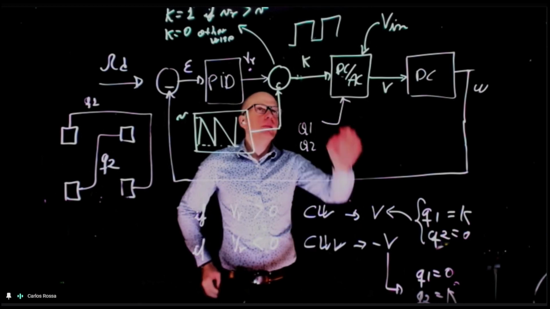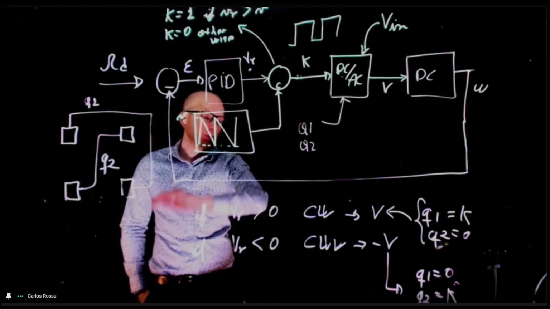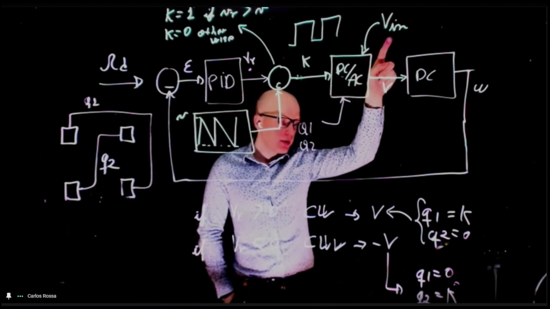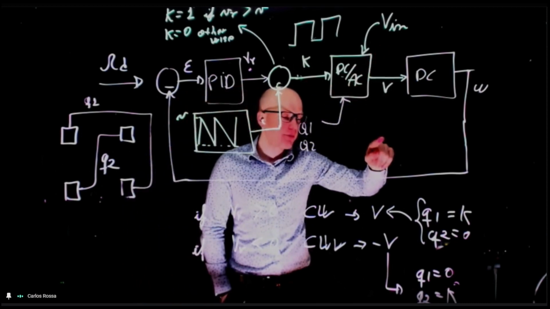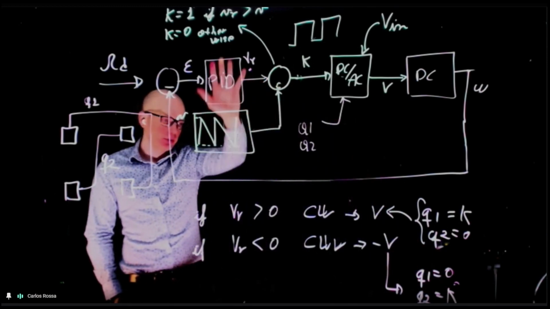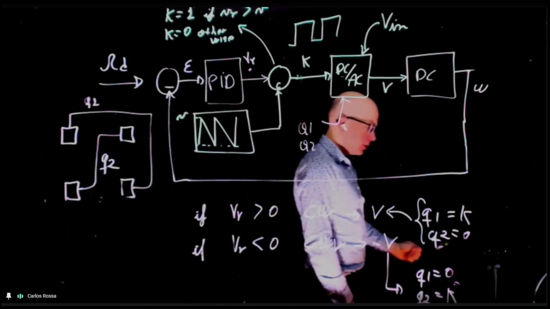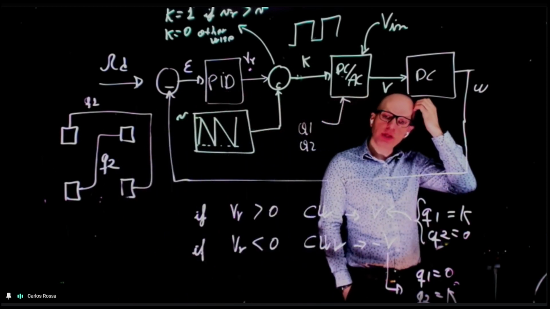Right? And based on the duty cycle, we go from 0 to V in, or from 0 to negative V in, based on the duty cycle that is automatically calculated from the output of the PID controller. Okay, so that's it for today.